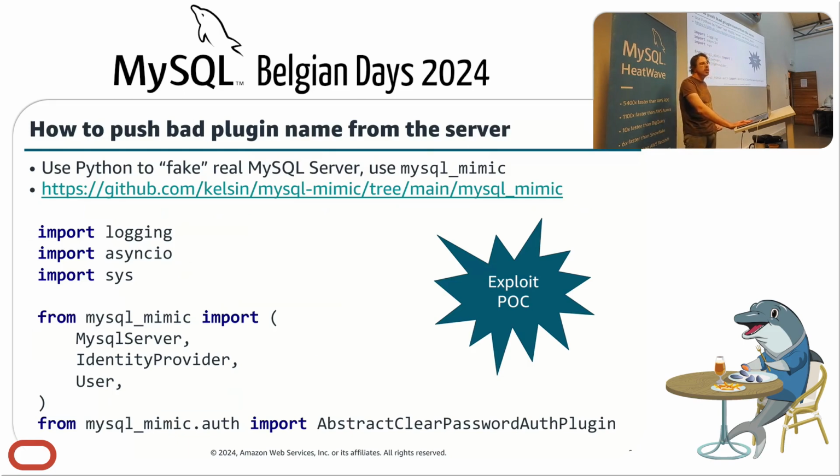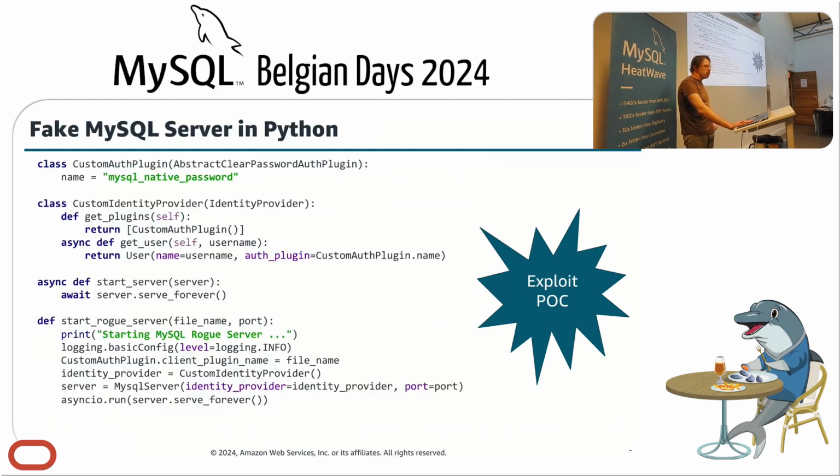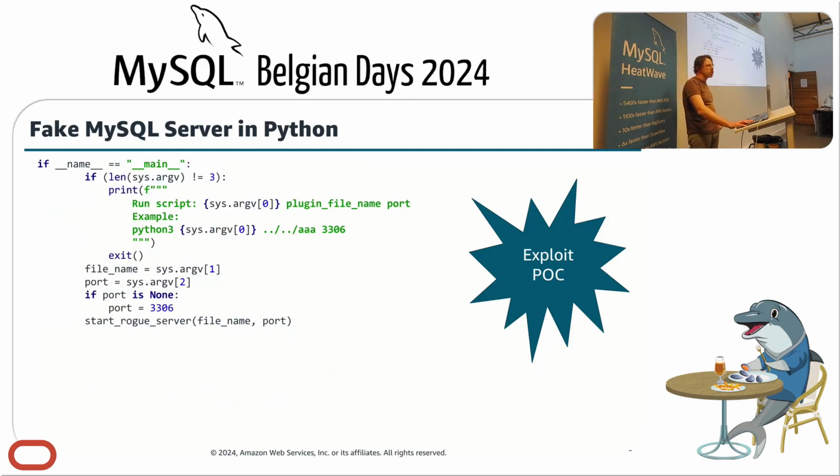So I started playing with MySQL Mimic and I created a very simple code. It basically imports the server, right? And then it will push the plugin name. You can actually create a customized auth plugin and customized identity provider, where you can specify the name of the plugin that the client will try to use. So then it's easy to use. You can specify in the command line the path to your shared library, and that's it. You can listen to any port.